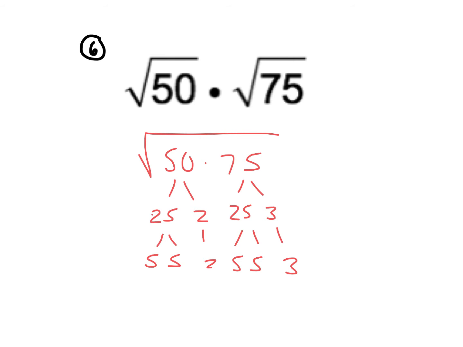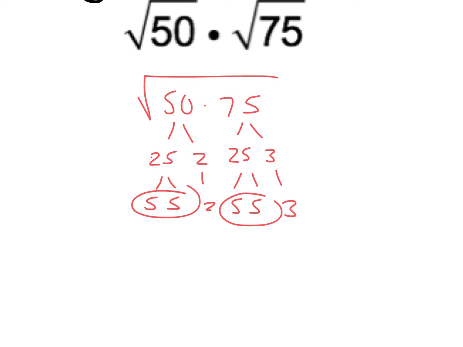Alright, we have to circle groups of how many here? Groups of 2. So we have 2 5s here and 2 5s here. Can we circle anything else? Nope, because nothing else has a pair. So what comes to the outside? 5 times 5. What stays on the inside? 2 times 3. So then we just multiply them together. So 5 times 5 is what? 25. And 2 times 3?